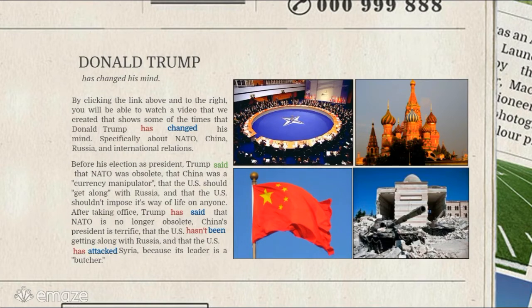Before his election as president, Trump said that NATO was obsolete, that China was a currency manipulator, that the US should get along with Russia, and that the US shouldn't impose its way of life on anyone. After taking office, Trump has said that NATO is no longer obsolete, China's president is terrific, that the US hasn't been getting along with Russia, and that the US has attacked Syria because its leader is a butcher. All of these things that changed seem to show that Donald Trump has changed his mind.